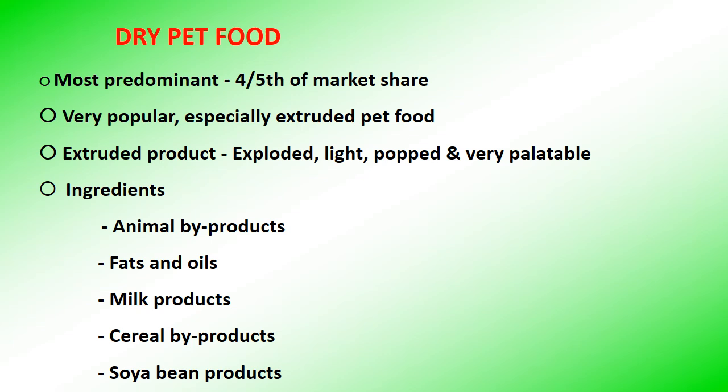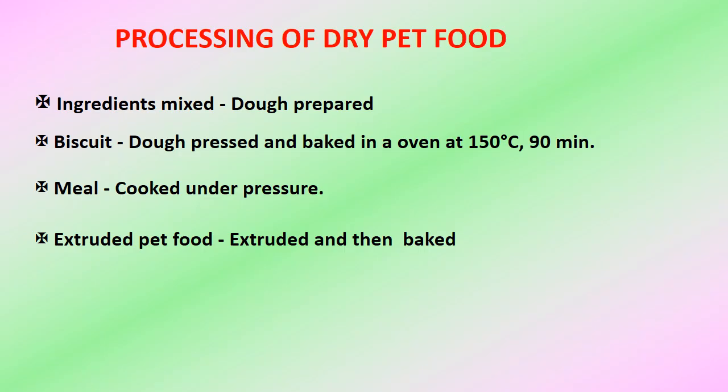The major ingredients in dry pet foods are animal byproducts, added fats and oils, milk products or milk byproducts, then cereal byproducts, and soybean or soybean byproducts. So these are the major ingredients which are mixed and extruded and made into dry pet food. Here we will briefly discuss the processing of dry pet food.